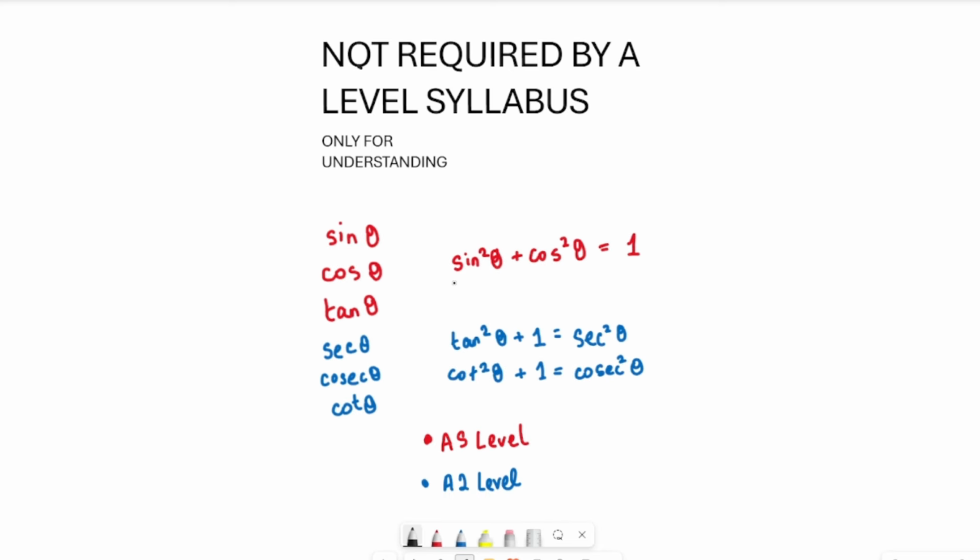And the Pythagorean identities that you have in AS, you only have one identity, and that's the Pythagorean identity. That's sine squared theta plus cosine squared theta is equal to 1. And in A2, you have a lot more identities, but for the Pythagorean identities, you have tan squared theta plus 1 is equal to secant squared theta, and cotangent squared theta plus 1 is equal to cosecant squared theta.